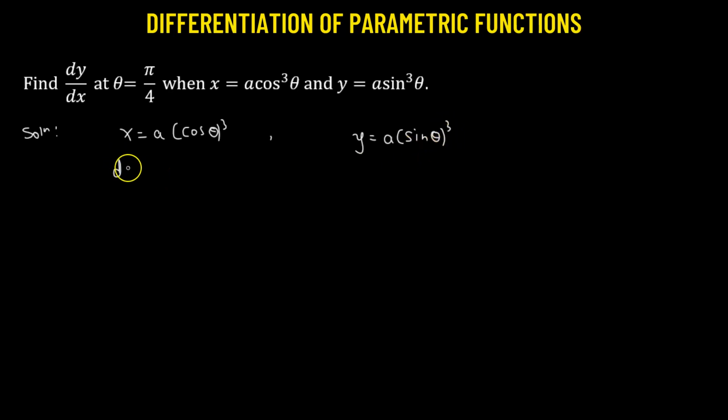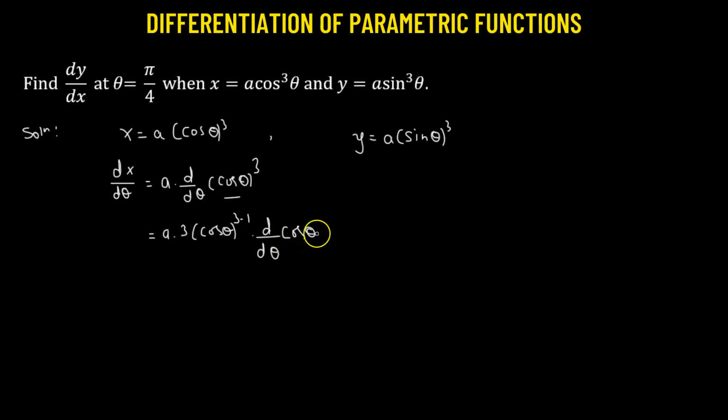Now what we'll do is take the derivative of x with respect to theta. So this will be equal to a, being a constant, multiplied by the derivative with respect to theta of cosine of theta raised to the power of 3. Here we can use the power rule. That means we have 3 times cosine of theta raised to the power of 3 minus 1. Now since we have cosine theta instead of theta, we use the chain rule. We'll need to multiply it by the derivative with respect to theta of cosine theta. So this is going to give us 3a multiplied by cosine squared theta.